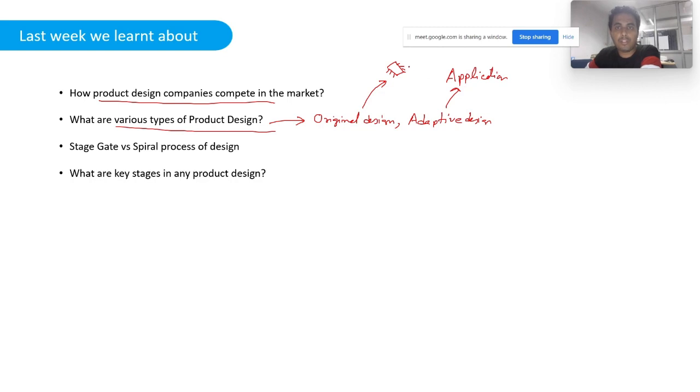So using the microchip, people can come up with a transistor radio. People can come up with mobile phones. All these are application designs, also known as adaptive design. The third is variant design. This is the third type, which is basically a change in specification.